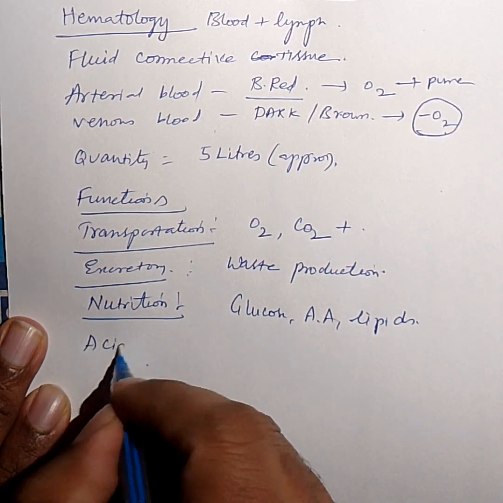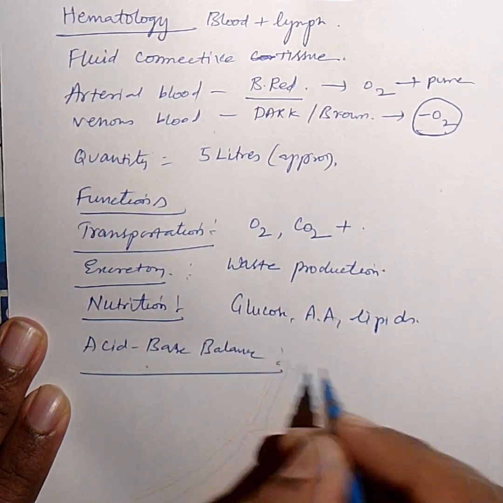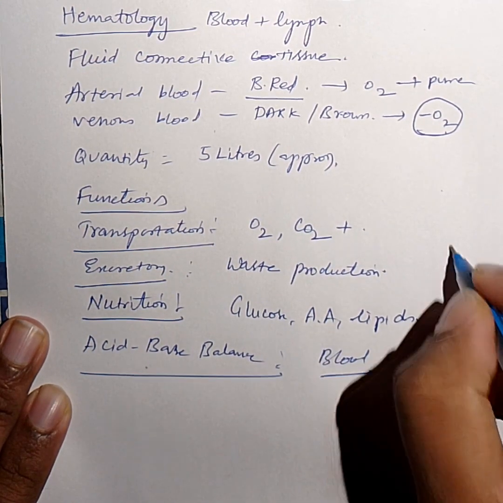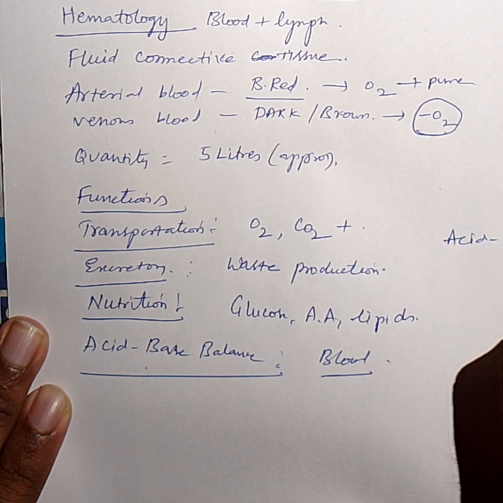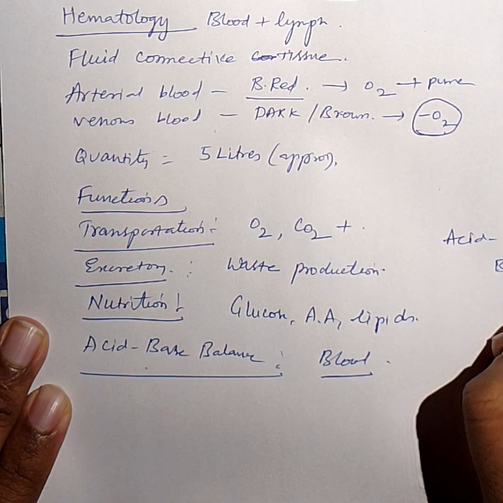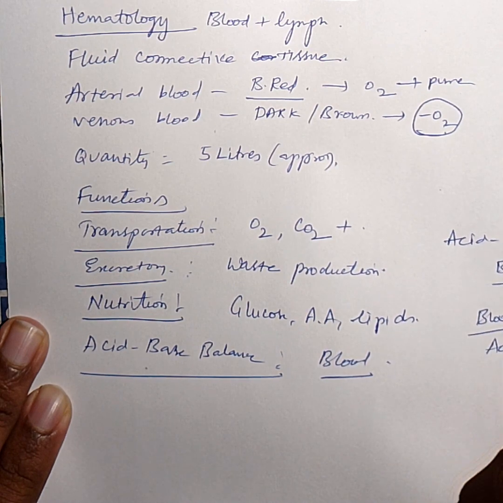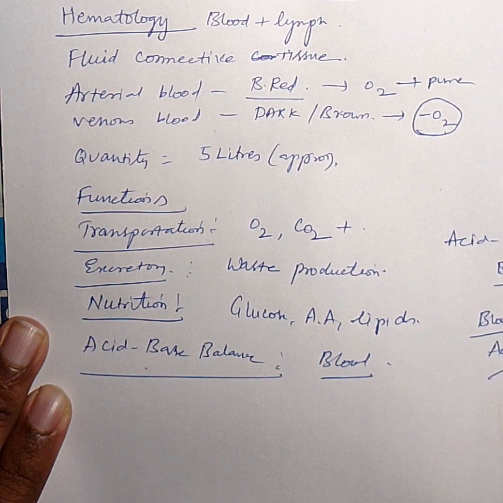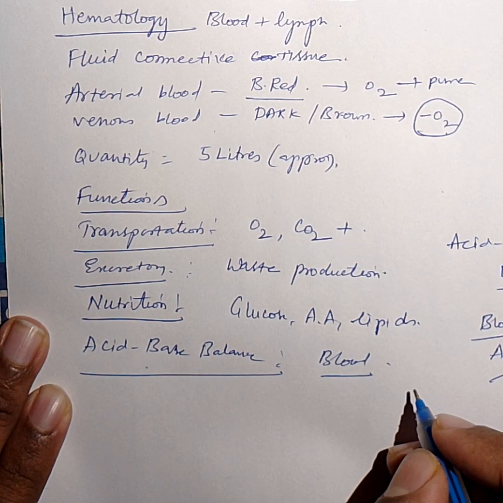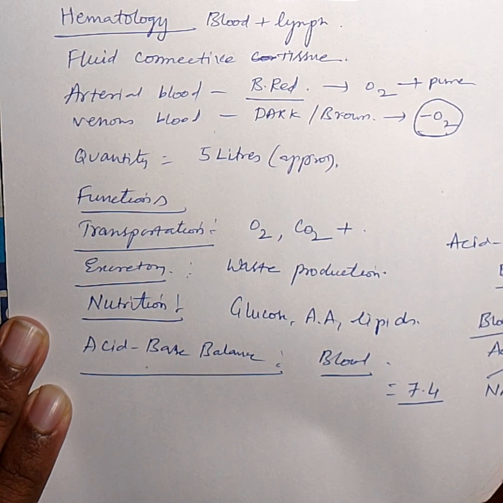And coming to the fifth function, acid base balance. This is maintained by the blood. We know acid means the pH value is less than 7, and if pH is more than 7 we call it a base. Our blood maintains the acid base balance, which is also called the buffer system. The acid and base should be in equal quantity so that the pH of the blood is maintained. The pH of the blood is 7.4, that is not acidic or basic, it is neutral.